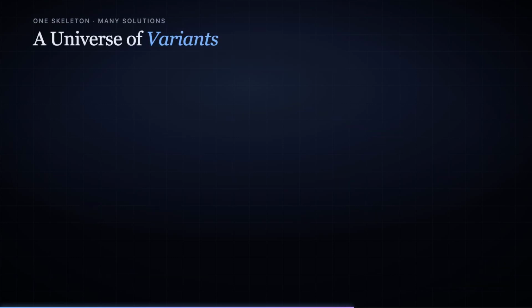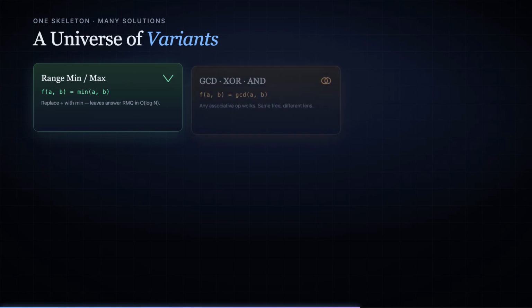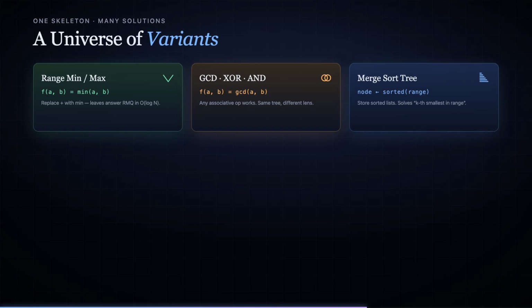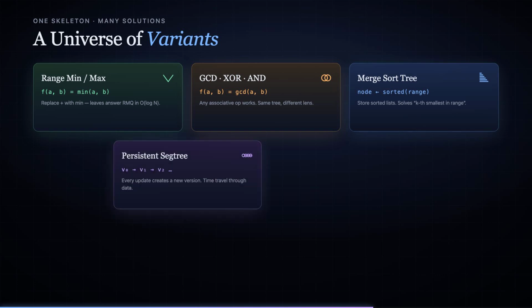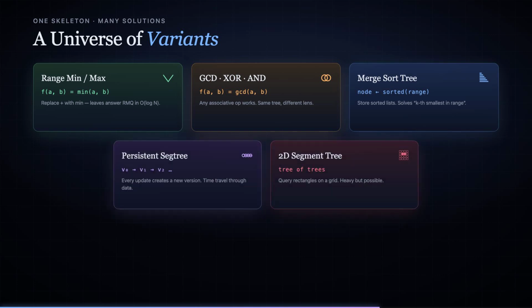The same skeleton solves a universe of problems. Replace sum with minimum, and you get range minimum queries. With maximum, greatest common divisor, or XOR, the tree does not care, as long as the operation is associative. Store sorted lists in each node, and you get a merge sort tree. Keep old versions, and you get a persistent segment tree, time travel through your data. Go two-dimensional, and you query rectangles in a grid.